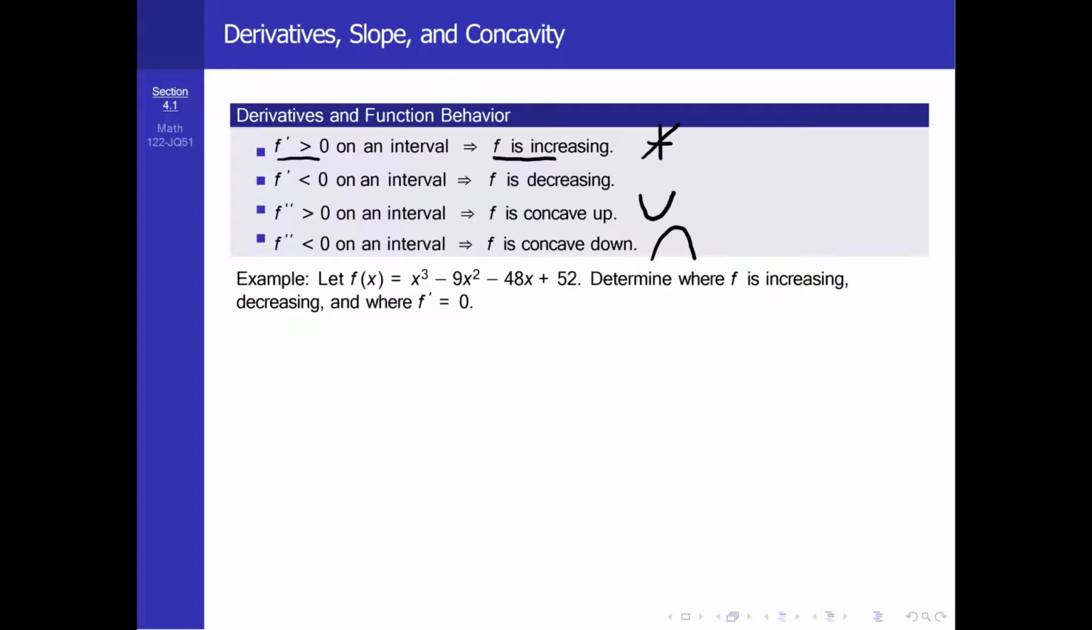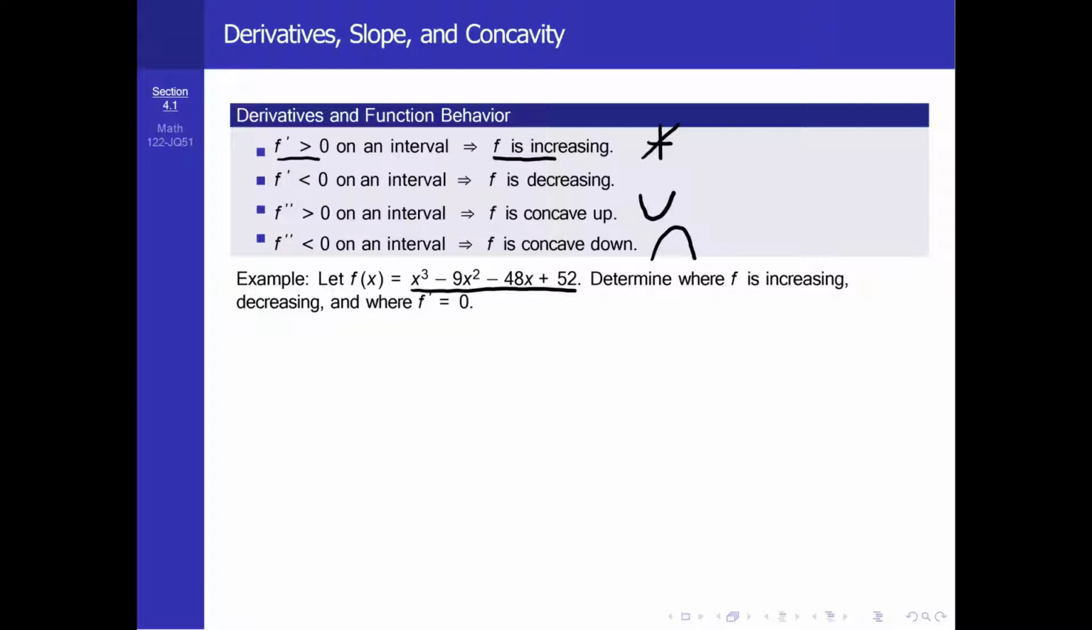Okay, so let's use this information to look at a function and calculate its derivative and figure out some of the behavior of the function. So in the first example, f of x is x cubed minus 9x squared minus 48x plus 52. And the goal is to determine when f is increasing, decreasing, and when the derivative is equal to 0.